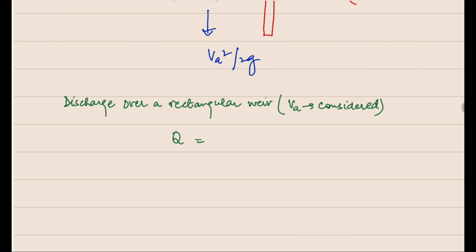Then Q will be 2 by 3 CD into L into under root 2G, and then H is the head plus HA raised to the power 3 by 2 minus HA raised to the power 3 by 2. That will be the equation of discharge over a weir once we are considering the velocity of approach into the picture.